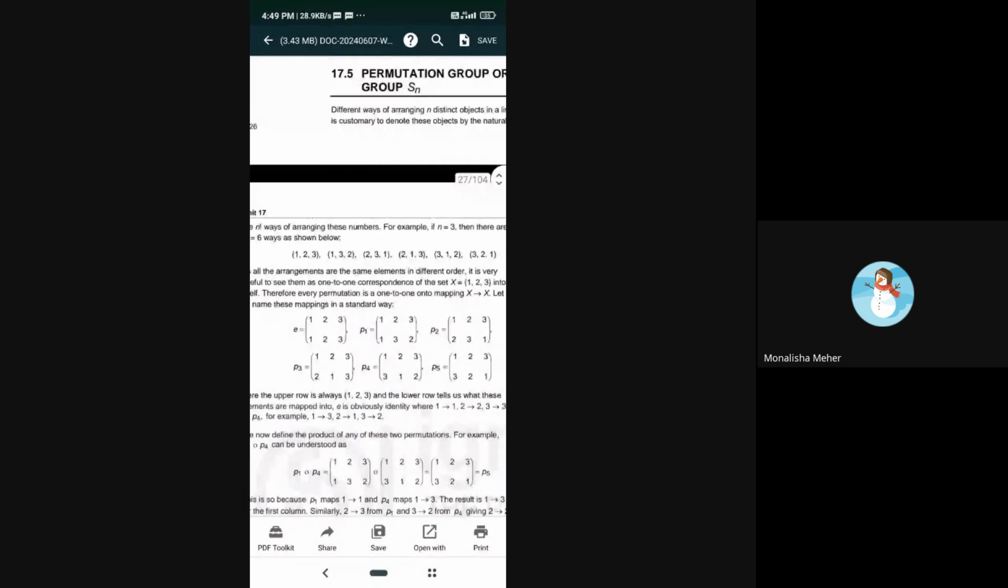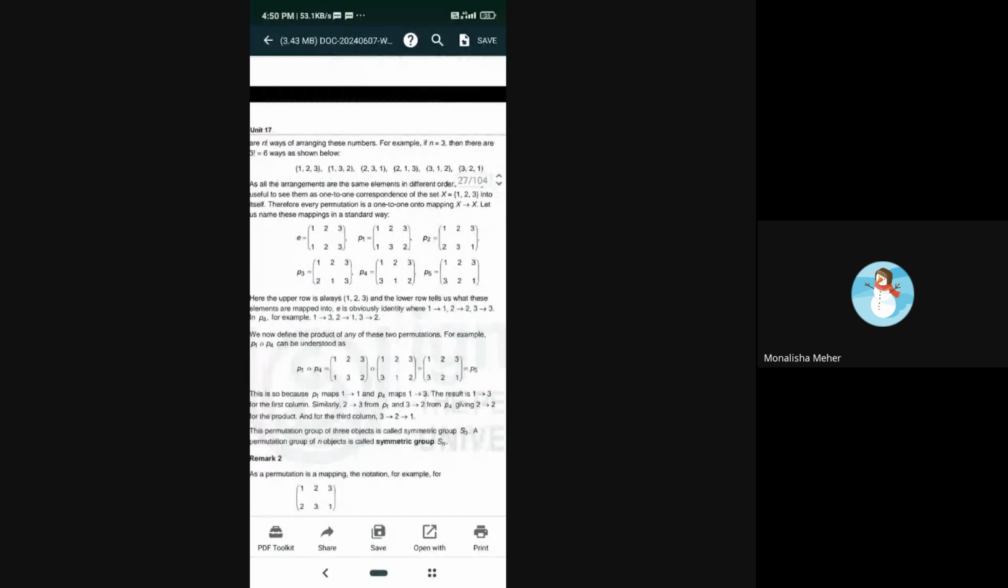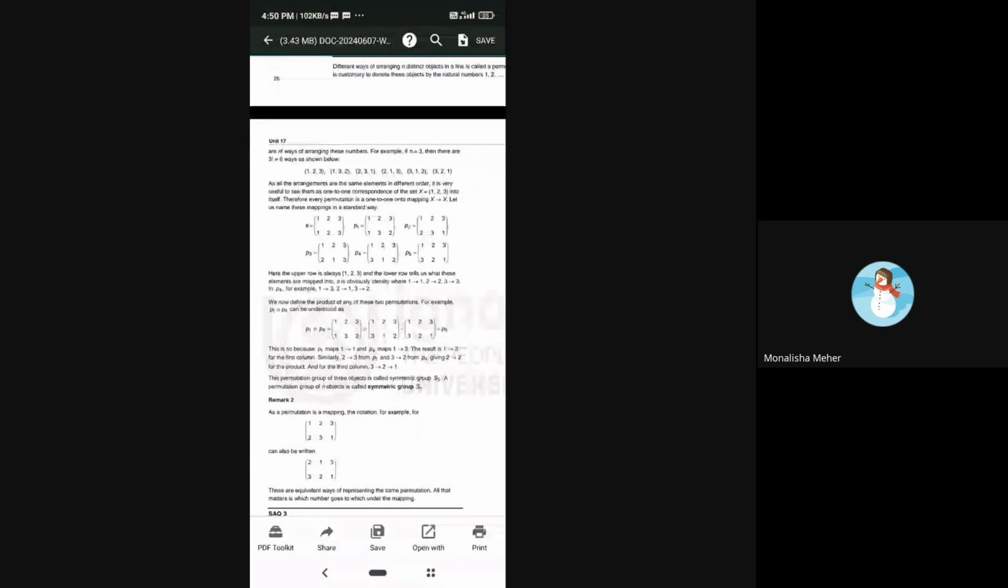Let us name this mapping in a standard way as shown on the screen: e, P1, P2, P3, P4, P5, and so on. Now we can define the product of any two of these permutations, and you can see it will be P5 as shown on the screen. This permutation group of 3 objects is called symmetry group S3. A permutation group of n objects is called symmetry group S_n.